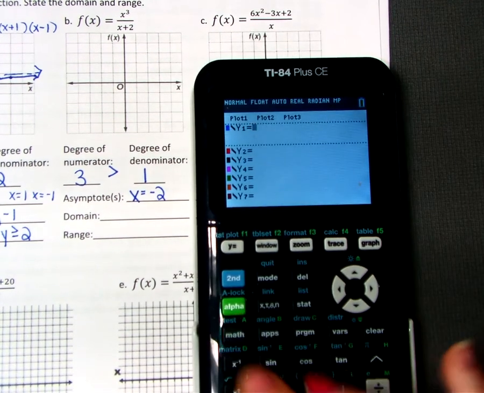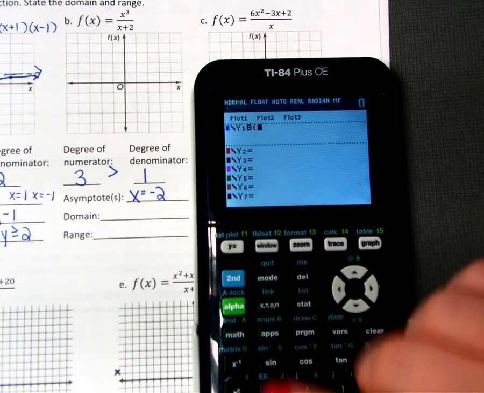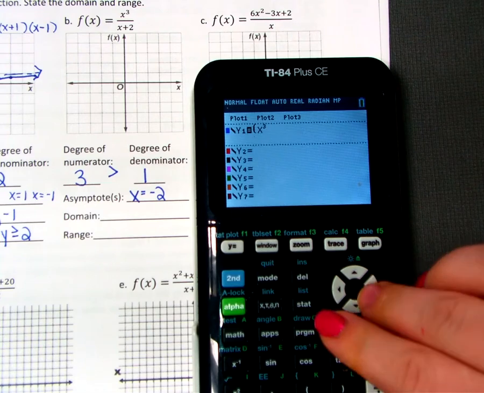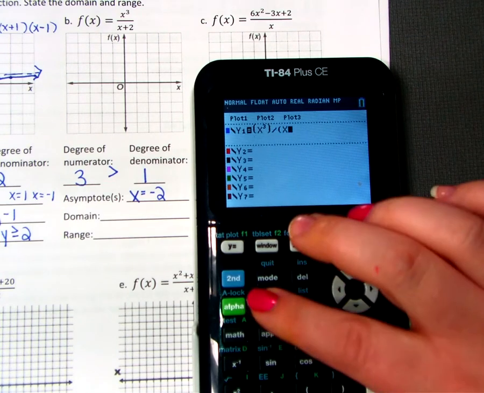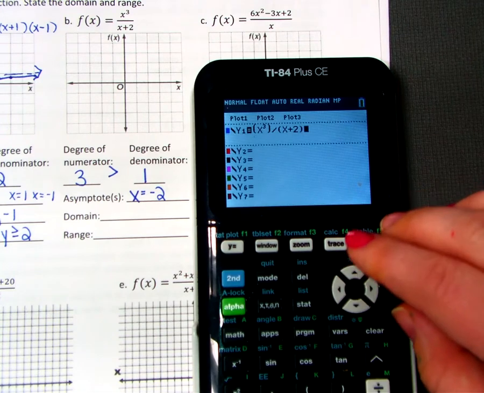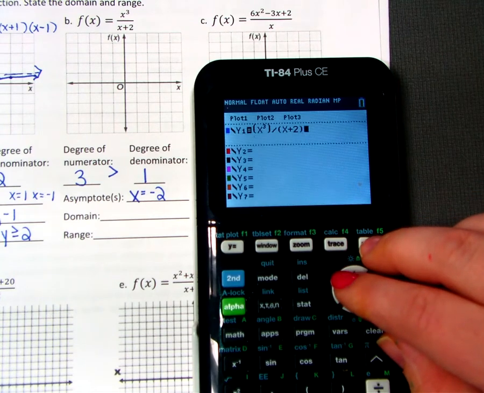So we have x to the third divided by x plus 2. Remember to put our top and our bottom in parentheses and graph.